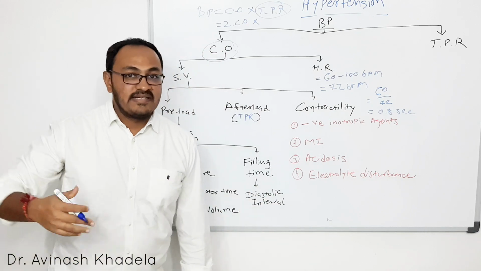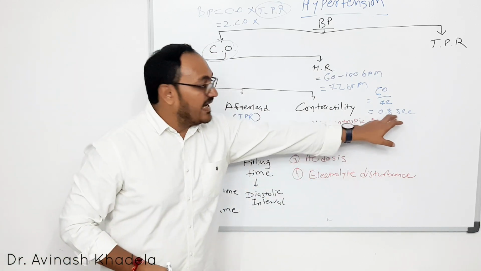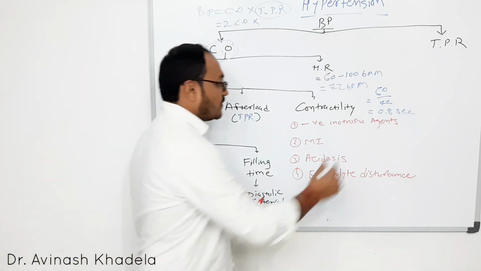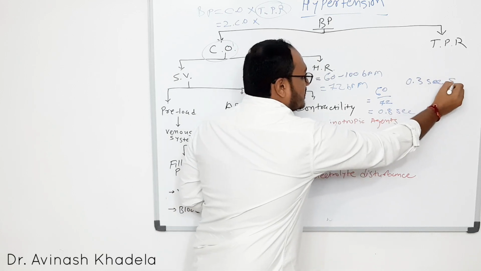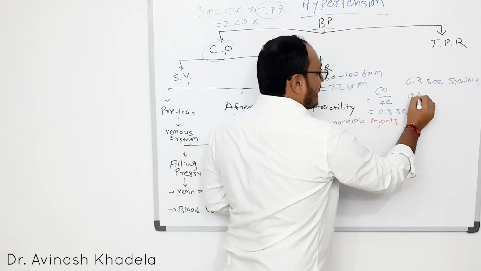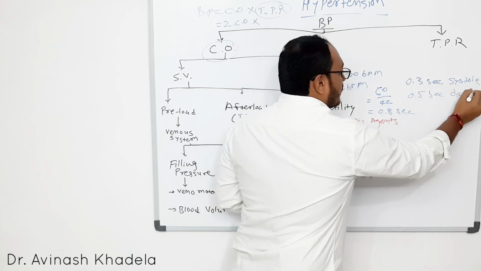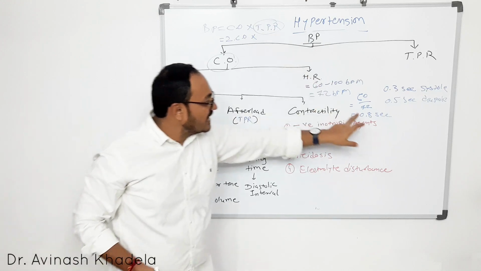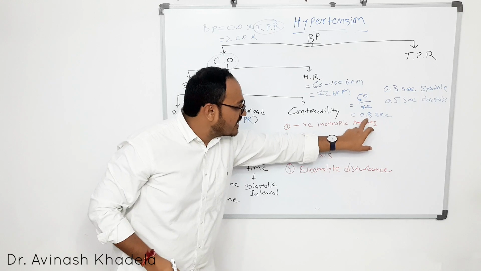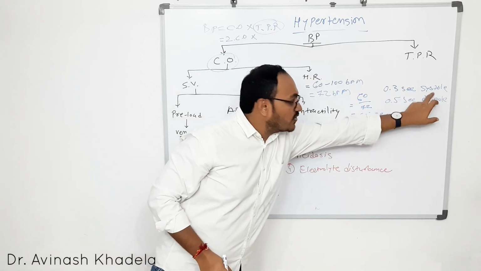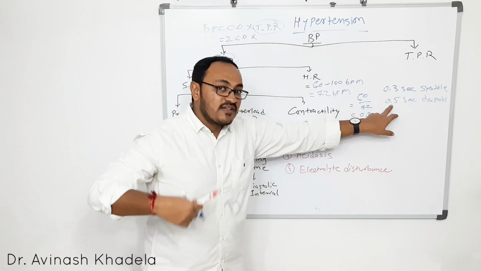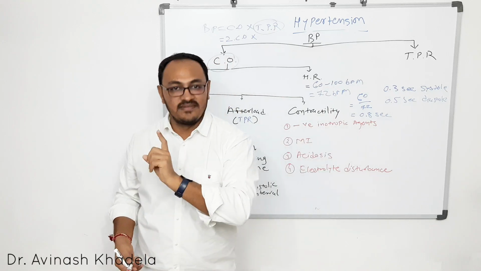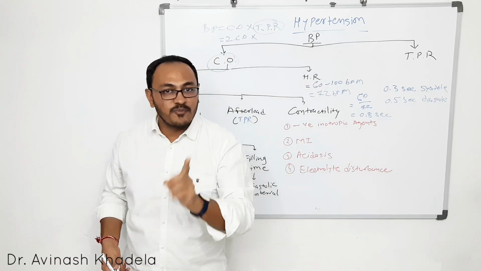We require 0.8 second for 1 beat. So in this 0.8 second, 0.3 second is for systole and 0.5 second is for diastole. 0.3 second for systole and 0.5 second for diastole. So why am I explaining this? Because when the heart rate increases, this duration decreases. If this duration decreases, systole and diastole duration will also decrease. Now, if you have understood the concept precisely, if diastole decreases, then the filling time decreases. If the filling time decreases, cardiac output decreases.